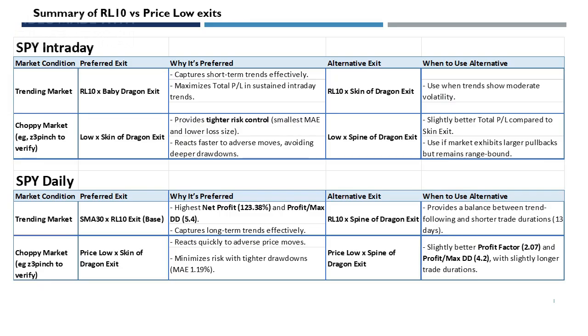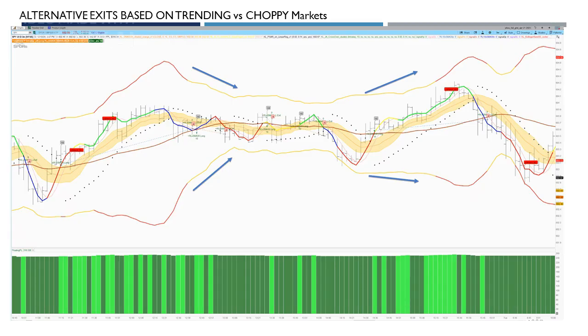In trending markets, the RL10X Baby Dragon exit is preferred for intraday trading, while the SMA30X RL10 exit is best for daily trading. In choppy markets, the RL10X Spine of Dragon exit is recommended for both intraday and daily trading. This chart illustrates alternative exits based on trending versus choppy markets, highlighting the effectiveness of different strategies in various market conditions.